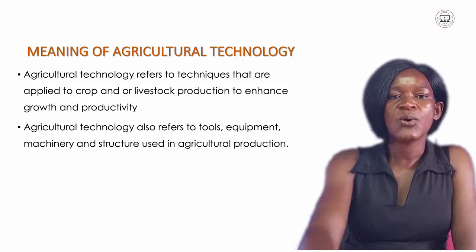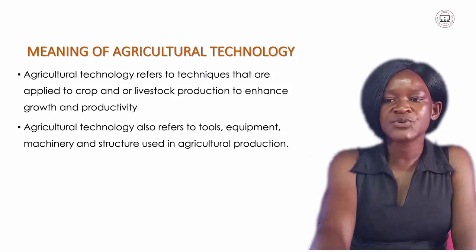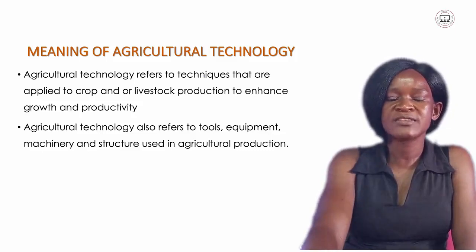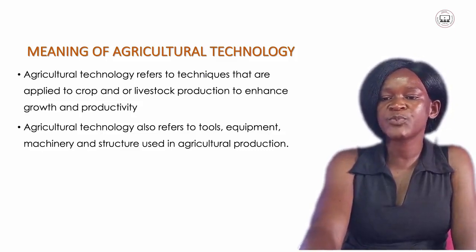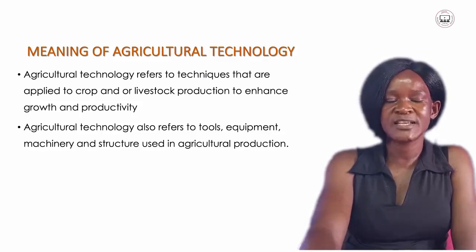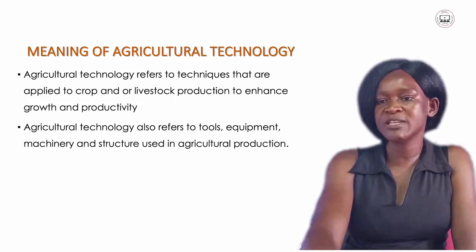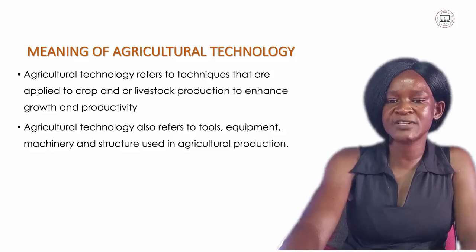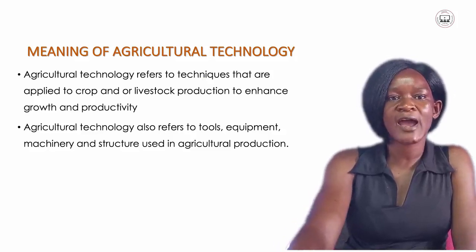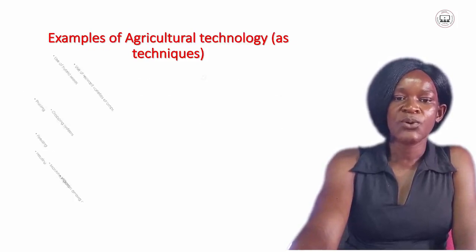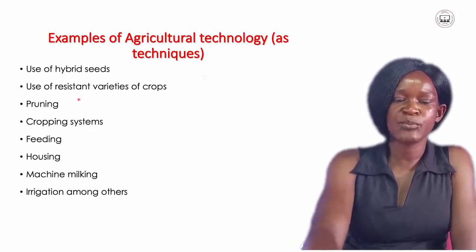Let us now look at the examples of agricultural technology. We're going to split them into 2. We're going to list examples of agricultural technology as techniques, as per the first definition. We're also going to list examples of agricultural technology as tools, equipment and machinery. So now let us first start with the examples under techniques. So under techniques, we have the following examples.